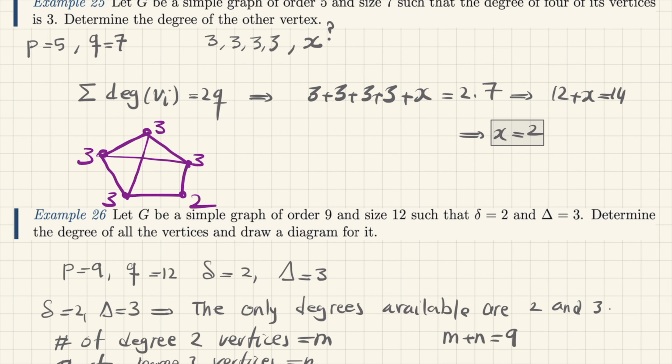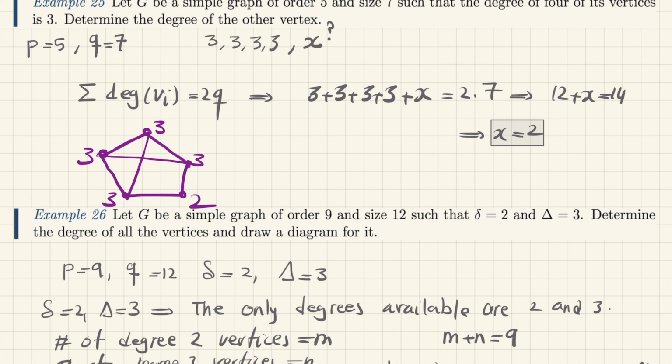But how can I use the sum of degree of Vi is 2 times Q? Can you tell me what is 2Q? It is clear, 2 times 12. What can I write for the left-hand side? Yes, 2M plus 3N. Do you agree? Because in my list, I have only 2 and 3 in this sum. How many of them are 2? M of them are 2, so if I add them, it becomes 2M. And how many of them are 3? N of them, so it becomes 3N.